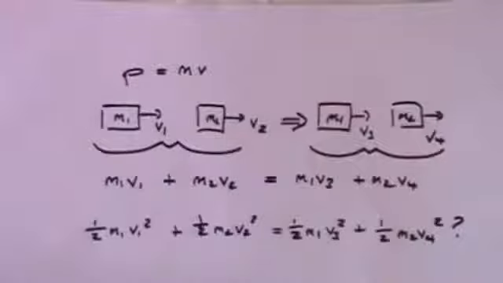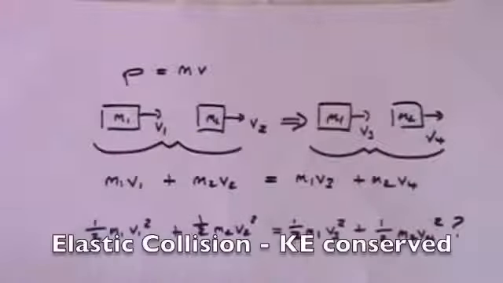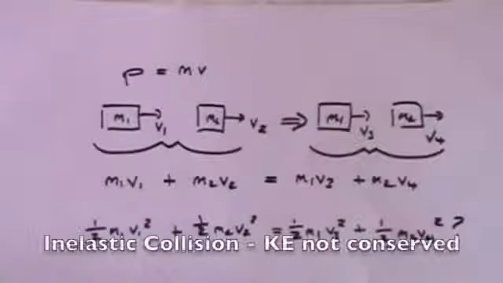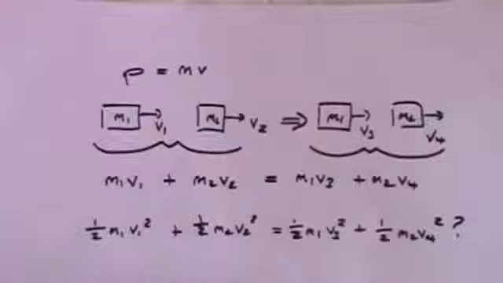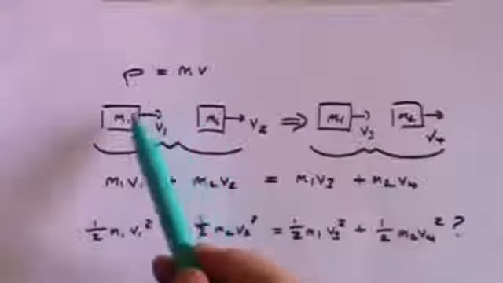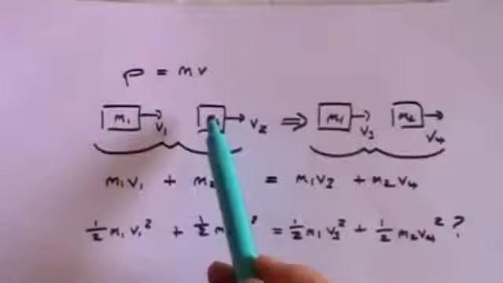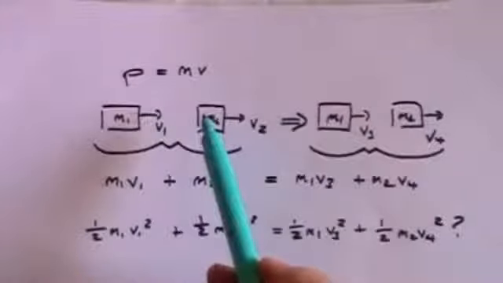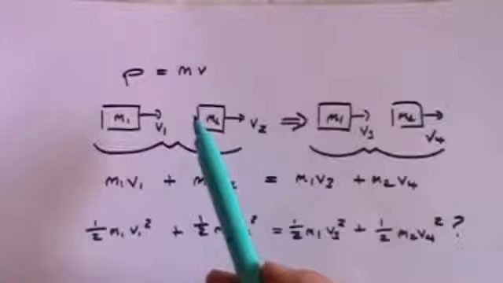It is the case if it is an elastic collision, and it is not the case if it is an inelastic collision. The point is that energy is always conserved, but kinetic energy itself may not be conserved. For example, when this body catches up and hits this body, there may be sound. You will hear a noise as they collide. There may be heat energy. So kinetic energy is being converted into sound and heat energy and therefore is not conserved.